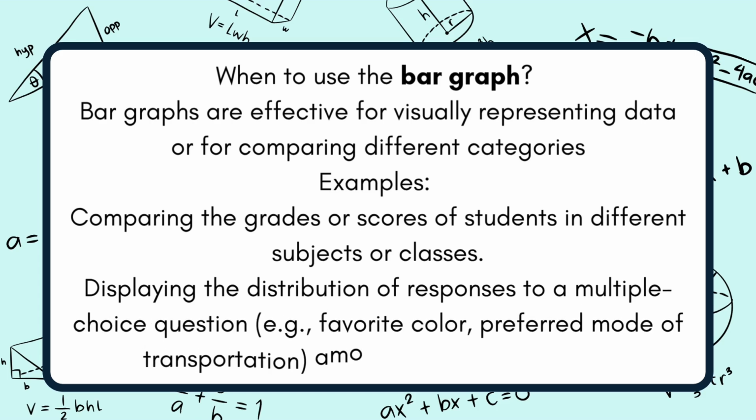So just by using a legend, and then perhaps, for example, color A, lahat ng test score sa math. Okay, where halimbawa naman red for test scores in math, and then blue test scores in science. Okay, so you can choose which color you want. So for examples, comparing the grades or scores of students in different subjects or classes, displaying the distribution of responses to multiple choice questions. So for example, favorite color, preferred mode of transportation among survey participants.